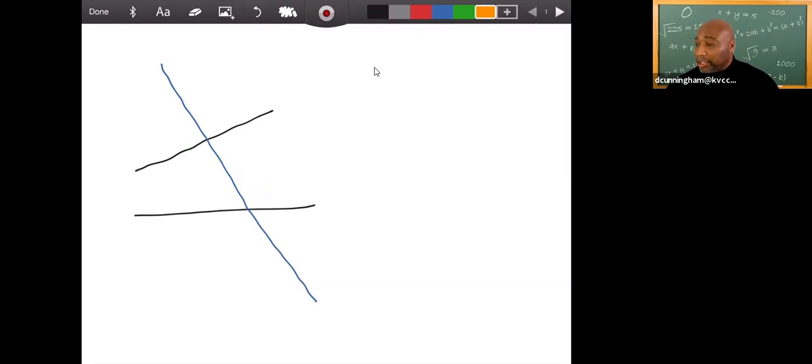Now, from our definition, it means we have, and we'll use red, an exterior angle. So let's start with this angle. And what would be a corresponding angle to that angle? It'll be an interior angle that's on the same side. So those two are called corresponding angles because they're on the same side of the transversal. And one is interior, one is exterior.